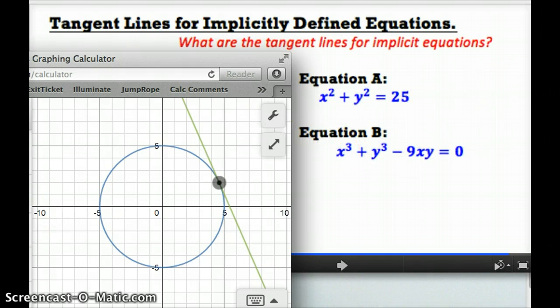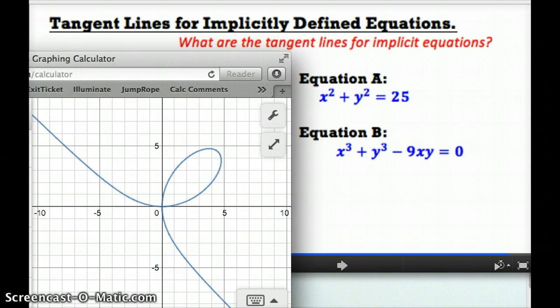Equation B is a folium. I just wanted to show you what this looks like. It's an interesting shape that looks something like this. It's kind of a loop-de-loop. Of course, that's not a function. In fact, there are 3 points right here. Definitely fails the line test. But just like with the circle, I can add a point, and it's pretty easy to draw a line that traces the shape of the curve.